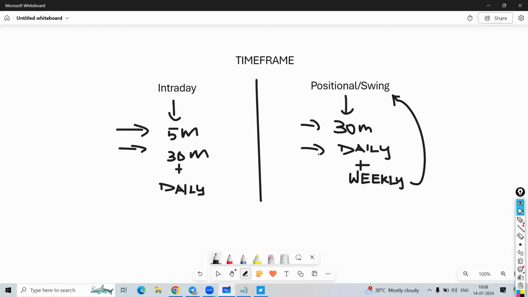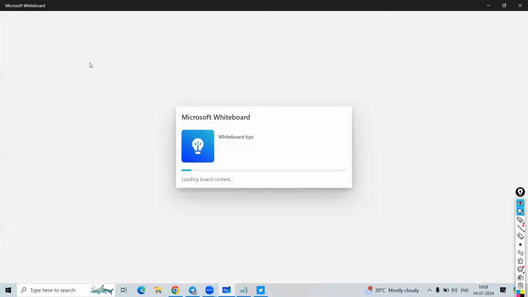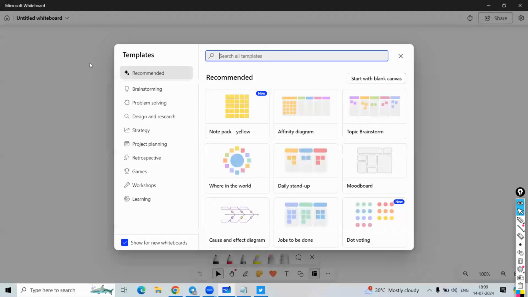We need to be very clear. Now this is the time frame which I use for intraday, for positional and swing. Now the time frame is clear. Now we'll move on to the next stage. So now what's next? Now it's important to understand a few things. What are all the category pros and cons?